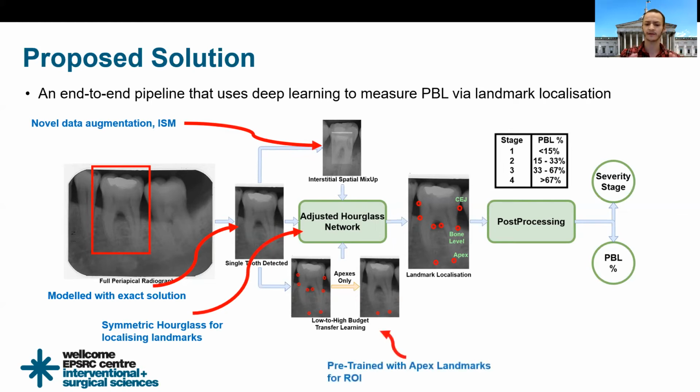We pre-train our network with apex landmarks just to establish the region of interest and make sure that the network is identifying the correct tooth and not getting distracted by the adjacent teeth, as we're not segmenting the teeth, like I say. And finally, we have our post-processing, which calculates the periodontal bone loss percentage and a respective severity stage based on these localized landmarks.